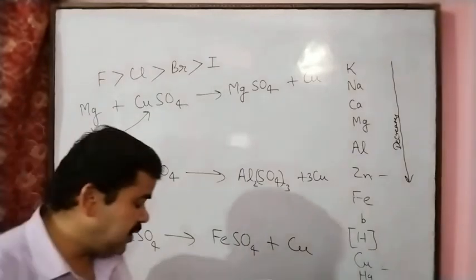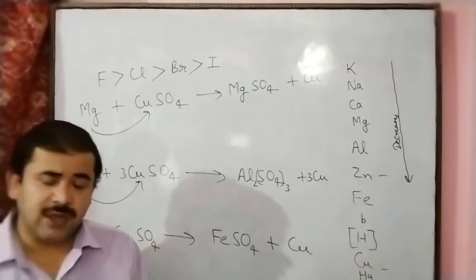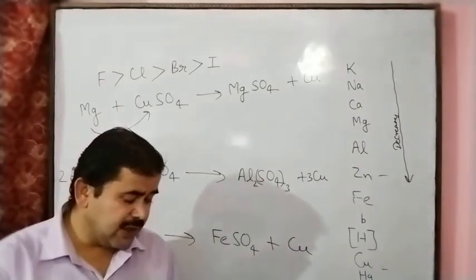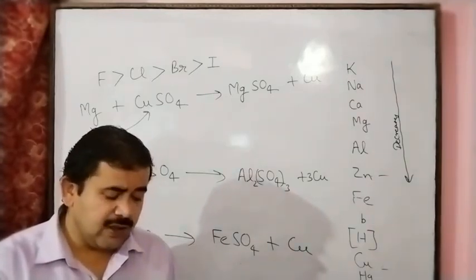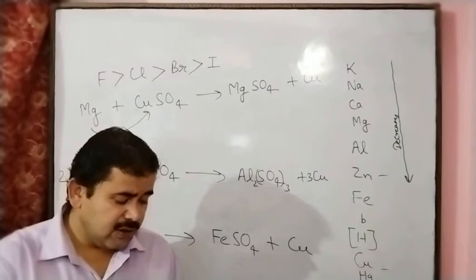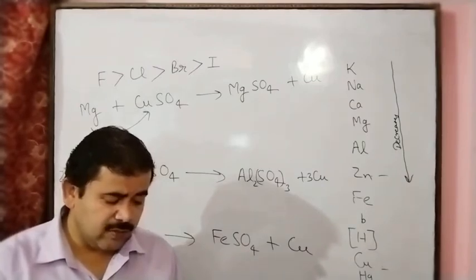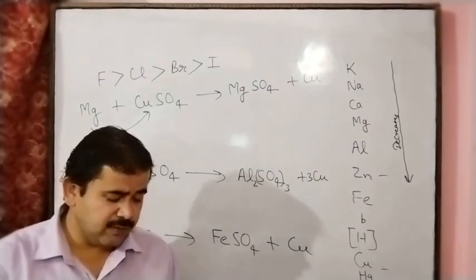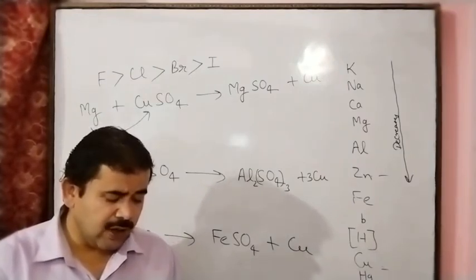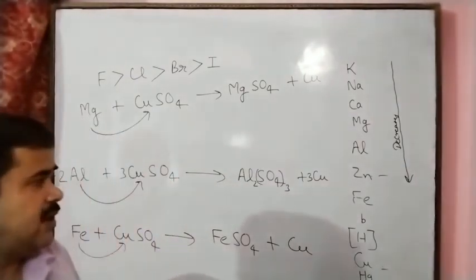So these are the examples, and here we can also see the reaction is used in the preparation of soluble salts by displacement reaction. Magnesium reacts with HCl to give magnesium chloride and hydrogen. Zinc reacts with H2SO4 to give zinc sulfate and hydrogen. Iron reacts with H2SO4 to give iron sulfate plus hydrogen. Iron reacts with hydrogen chloride to give FeCl2 plus H2. These reactions are given.